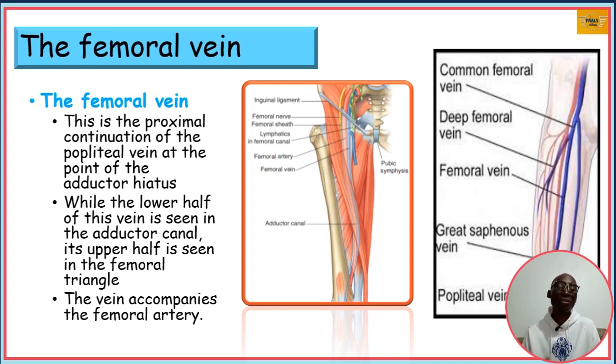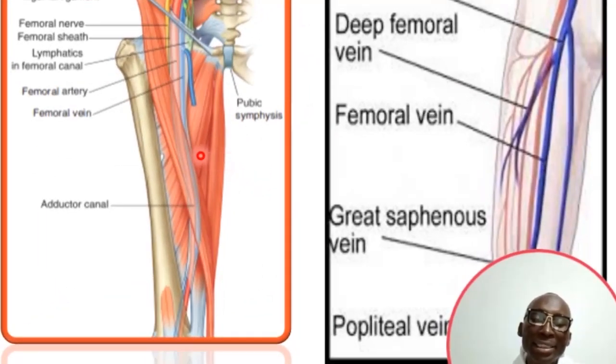Now, the femoral vein has two major parts. Its lower half will be seen in the adductor canal, and this is the region of the adductor canal, while its upper half will be seen in the region of the femoral triangle, which is this region. So we are seeing the lower part of the femoral vein within the adductor canal, and then the upper part of the femoral vein within the region of the femoral triangle.